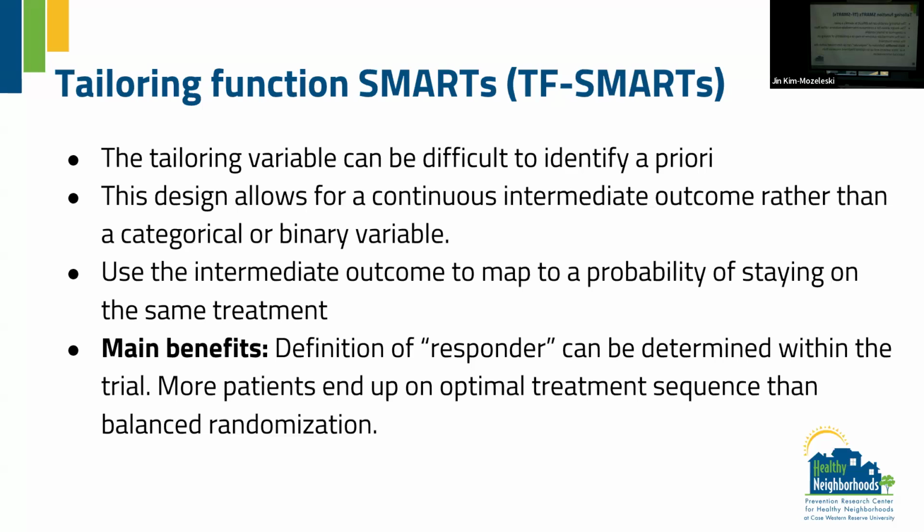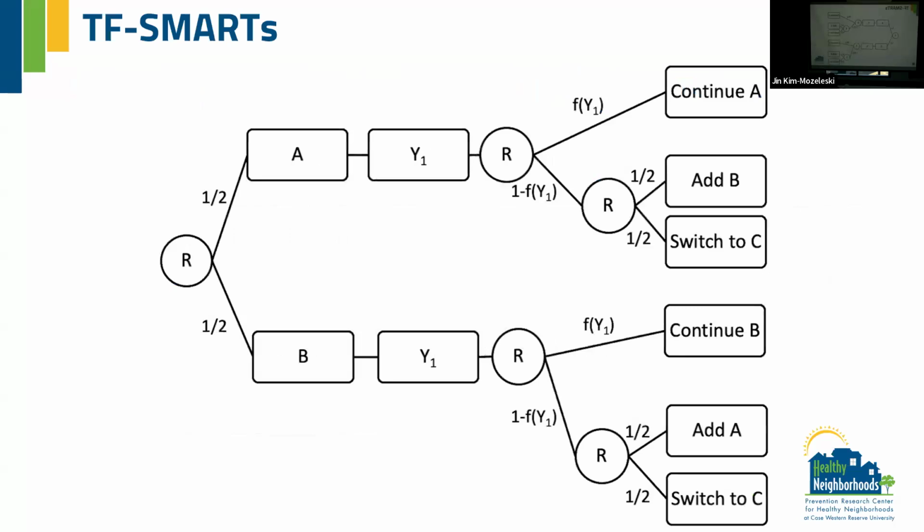So then we use that intermediate outcome to map to a probability of staying on the same treatment. The main benefit here is that the definition of the responder can be determined within the trial. You don't have to decide what a responder is ahead of time. And because of that, more patients will end up on the optimal sequence. We also compared this to balanced randomization where we didn't have any tailoring variable. We just re-randomized everybody, and more patients ended up on the optimal treatment sequence in our simulations with that as well.